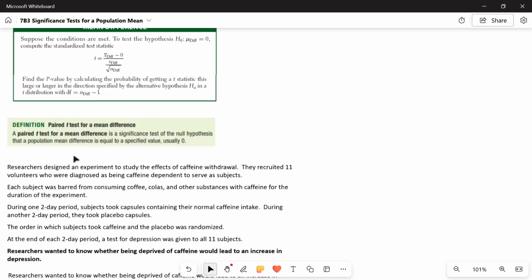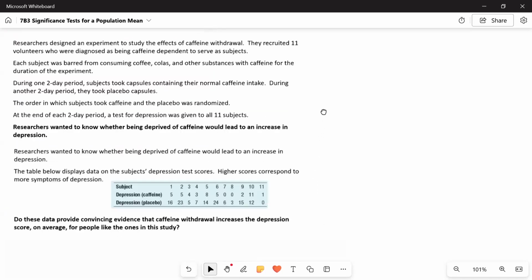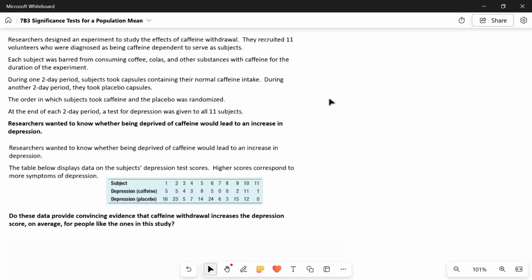So this is called a paired t-test for mean difference, and it's a significance test of the null hypothesis that the population mean difference is equal to a specified value. And again, typically it's going to be 0 in our situations here. So let's look at an example.